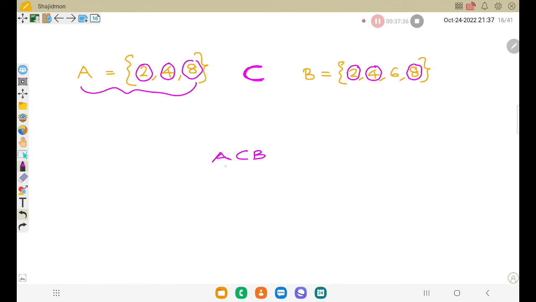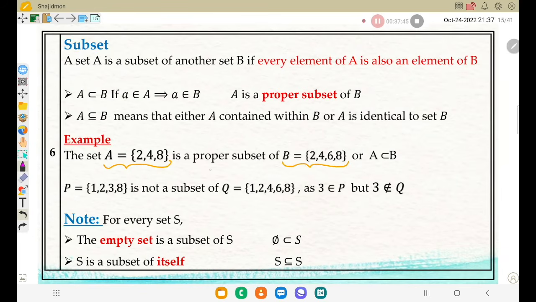That means A is the smaller set, B is the bigger set. All the elements of A come in the set B. So that is the meaning of A subset of B. Now, if A is a subset of B and B also has other elements, it is a proper subset. Now when A is a subset with an equal to symbol, correct? That means either A is contained within B or A is identical to the set B.